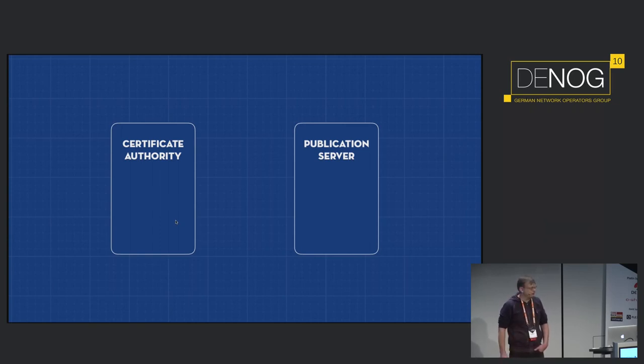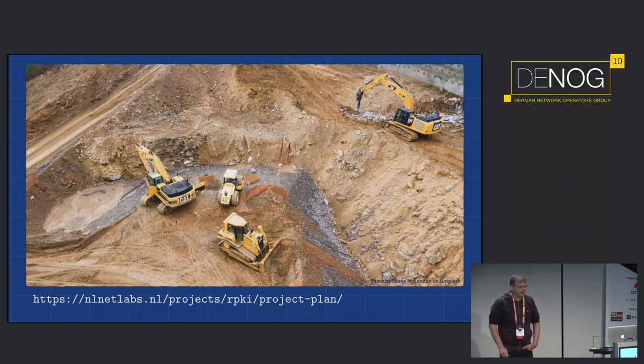The state of this currently is roughly there. I'm bringing this up mostly because if you're interested in running your own CA, then I would encourage you to go to the URL that's pointed out there, have a look at our plans and see if they fit with what you need. And if they don't, then please talk to us so that we can make software that is actually useful for people.